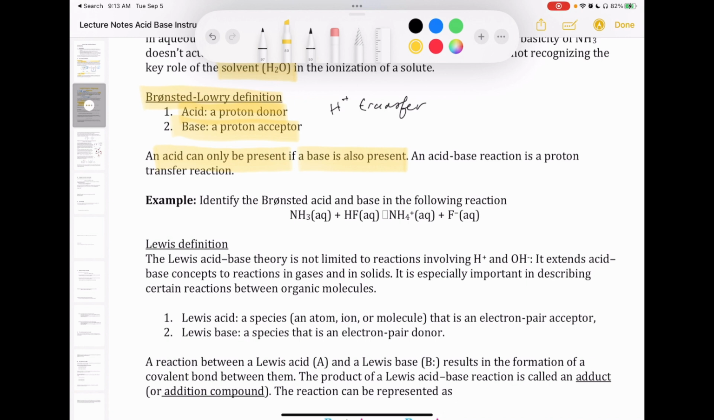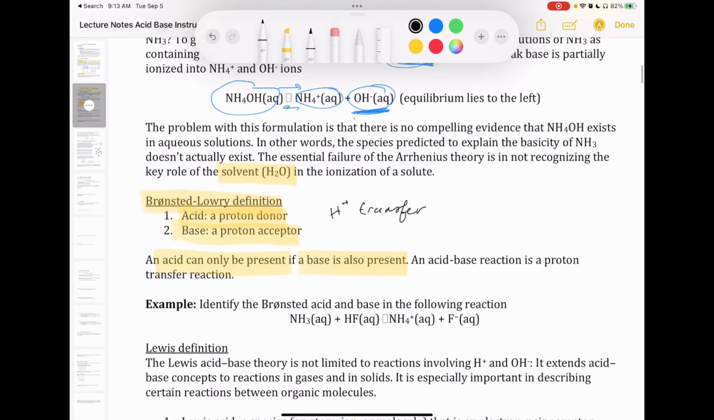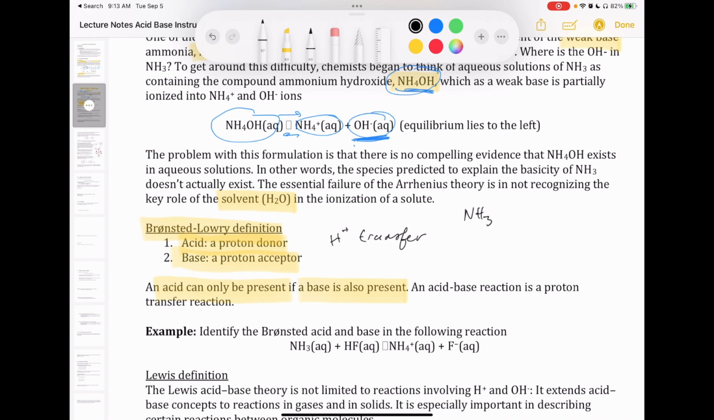This change in definition is what highlights the importance of water. Because if you think about that solution of ammonia on its own, it's not going to do anything. But if you have water present, now you can have a reaction. One of the products is going to be NH4 plus, and the other product is going to be OH minus. So in fact, there is OH minus present, but not in the way that Arrhenius thought, which is that NH4OH breaks apart into NH4 plus and OH minus. Instead, it's NH3 reacting with water to produce NH4 plus and OH minus.